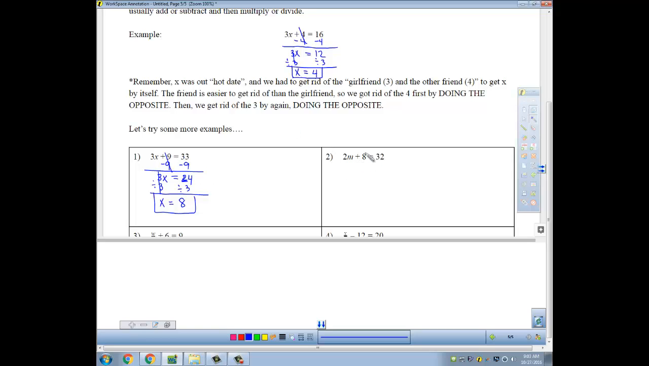Number 2, doing the same thing. So you start with the addition part. So instead of plus 8, I'm going to subtract 8 on both sides. We get 2m equals, it's going to be 24. And then divide both sides by 2 to get m equals 12.